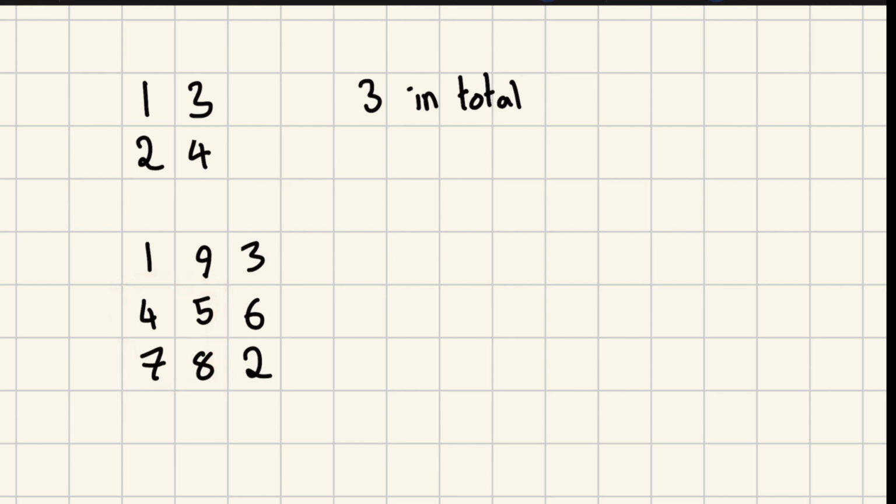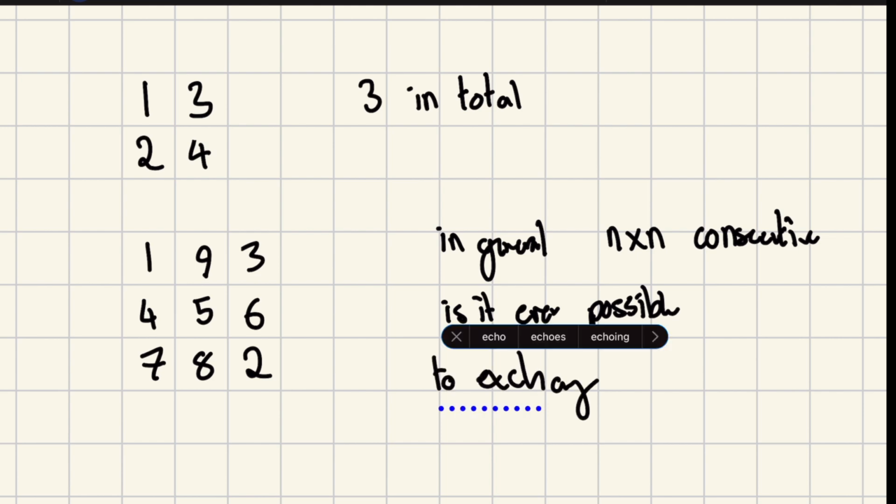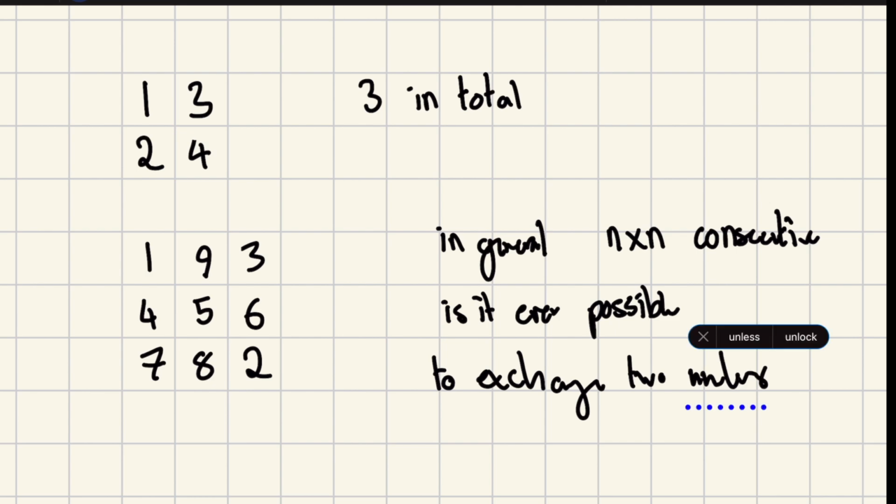So my question for you is, if we have in general an m by n consecutive grid like we had before, is it ever possible to exchange 2 numbers and increase the number of even squares?